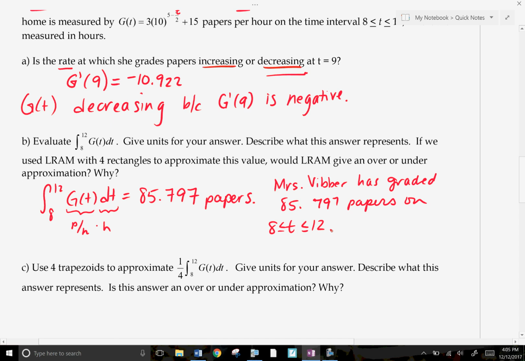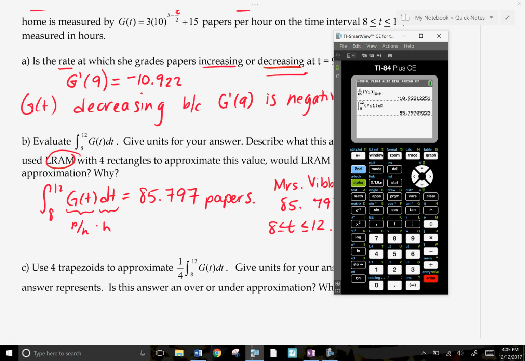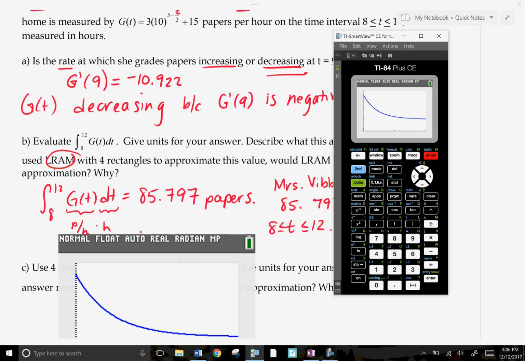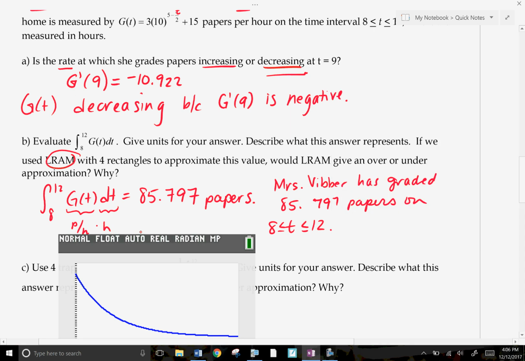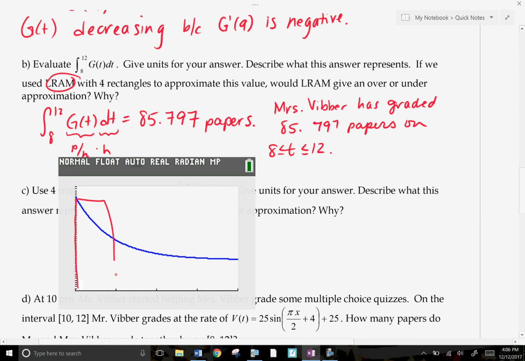Okay. Let's see. If we used LRAM and 4 rectangles to approximate this, would LRAM give an over or underestimate? There was something I said before about LRAM, MRAM, RRAM and trapezoids about over and underestimates. Oh yeah, it had to do with the graph, right? So I'm going to go back here and graph it. Trust me, it looks like that. I've already fixed my window. If I look at that graph and think about LRAM, look, I can do this, you can't. LRAM would look like this, right? LRAM's going to be an overestimate.